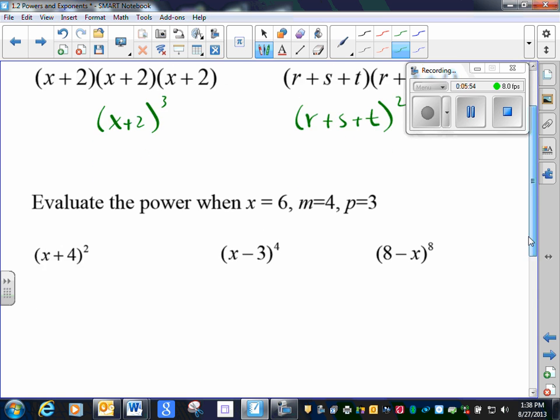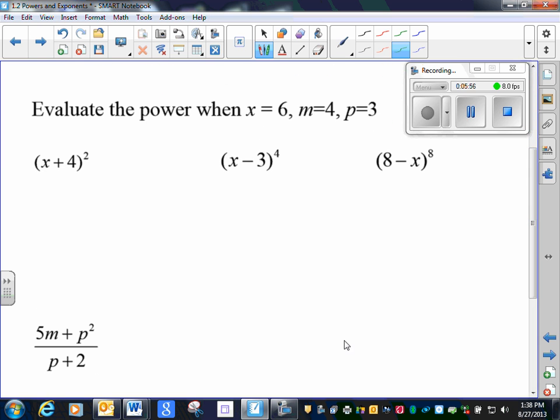These next problems are just some plug and chug kind of problems. I'm asking you to use the fact that x is 6, m is 4, and p is 3, and please evaluate these. So that means I want you to substitute for the variable the value that I give you, and I want your work nice and neat, organized down the page. Let me do the first one for you.